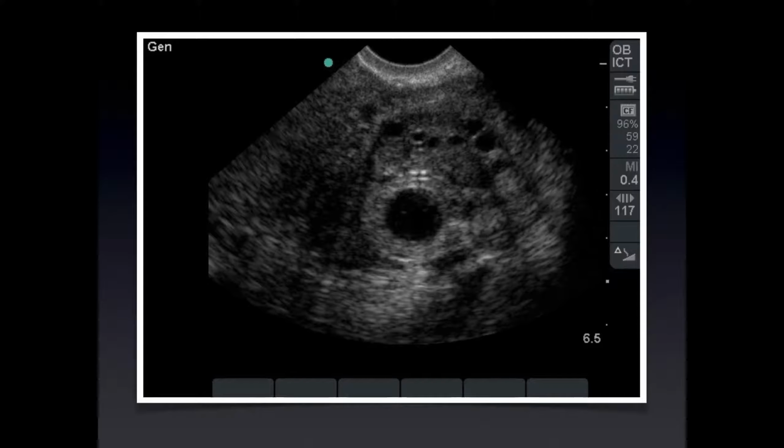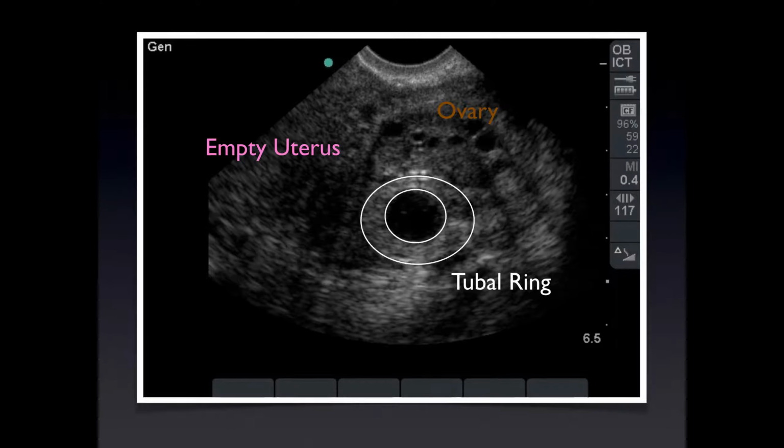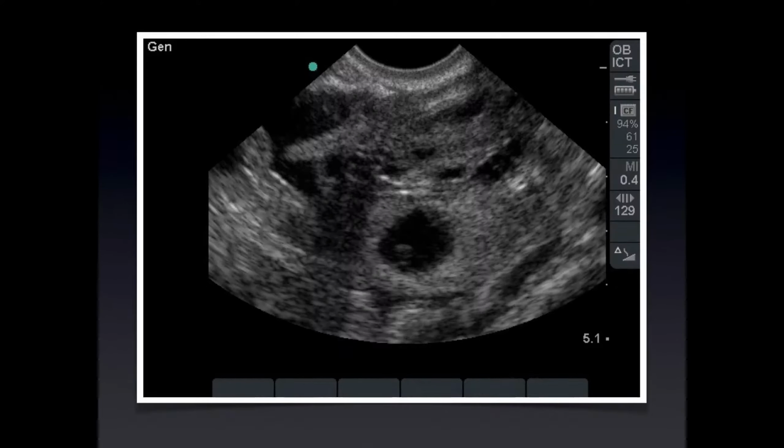And then in the adnexa, we see the ovary here and the tubal ring there. All right. Another different angle on the tubal ring with a gestational sac and yolk sac. Another good case. Another life saved. Case 12.